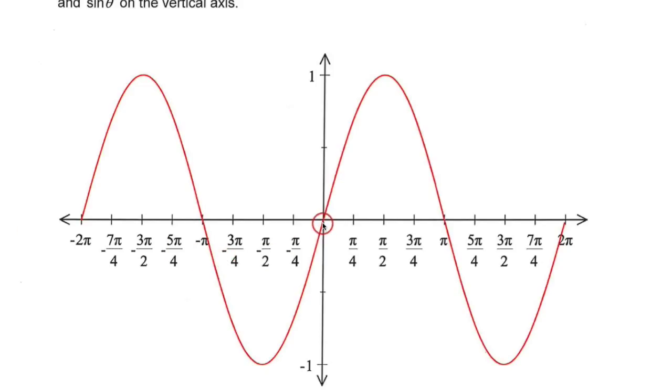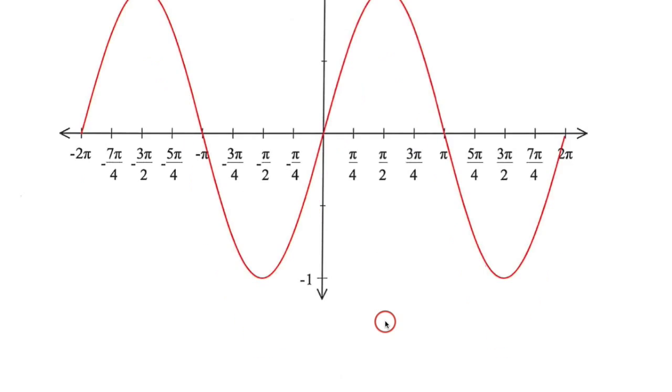If I focus between theta equaling 0 and 2 pi, you can see I begin at the position 0, 0. I then move to the position pi on 2, 1, then back down to pi, 0, 3 pi on 2, negative 1, and then back to 2 pi, 0. So that pattern will go on forever.